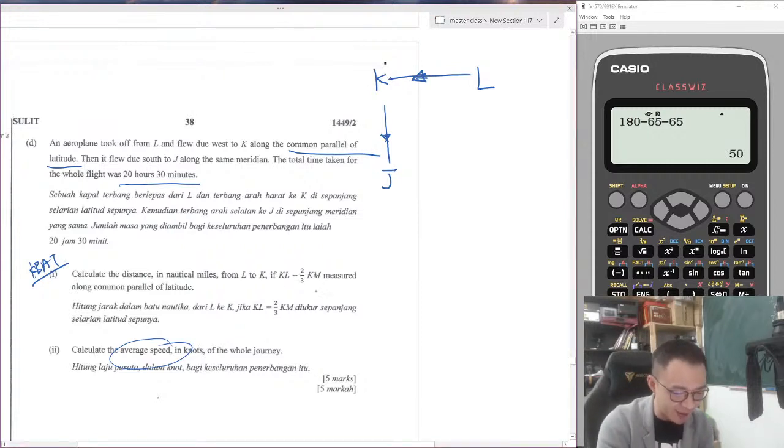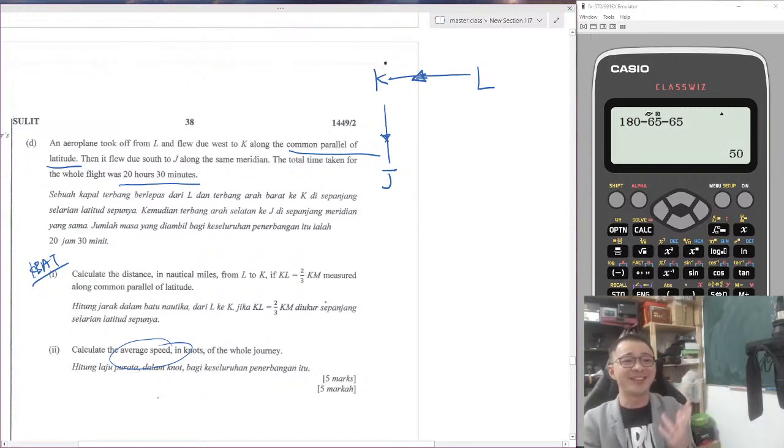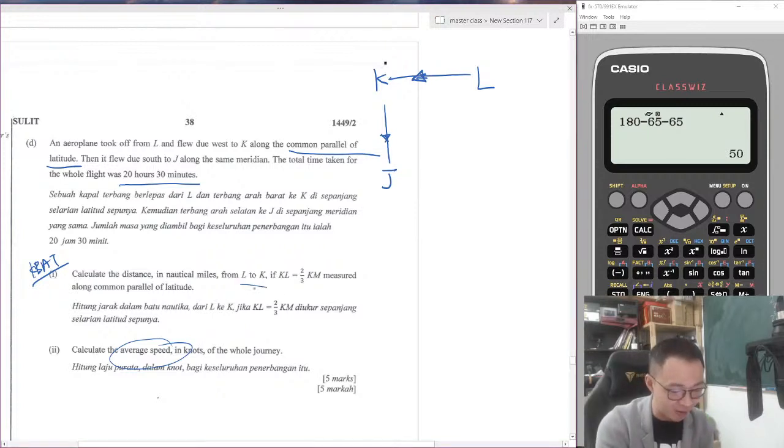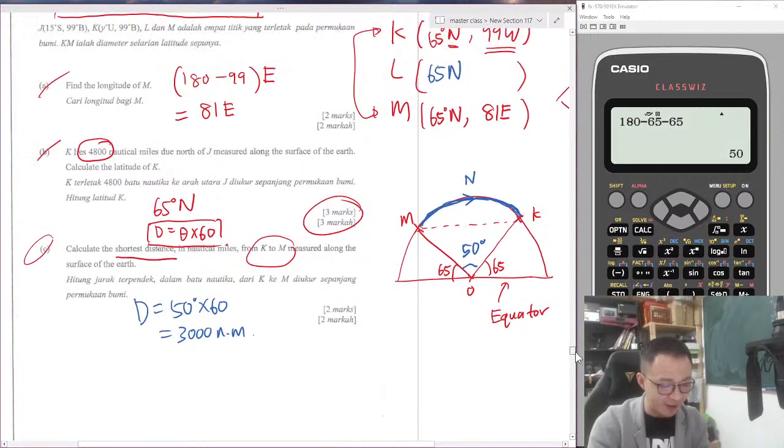It's like this. They will tell you some distance, and ask you to calculate the distance in nautical miles from L to K if KL is 2/3 of KM. This depends on how you want to find it. There are two methods. One is to find the angle between K and L. So, we look at KM first.